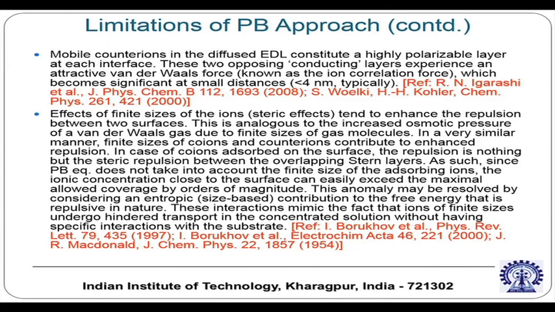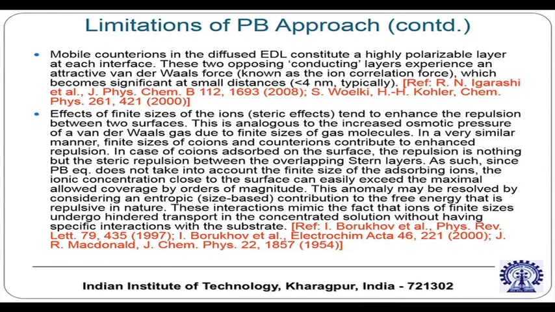Effects of sizes of the ions, this is important. We considered ions as point masses, point charges while deriving the Boltzmann distribution, because nowhere did the diameter of the ion explicitly come into the picture while making the derivations. But the effect of finite sizes of the ions is that they tend to enhance the repulsion between two surfaces. This is analogous to the increased osmotic pressure of a van der Waals gas due to finite sizes of the gas molecules. In a very similar manner, finite sizes of coions and counterions contribute to enhanced repulsion.